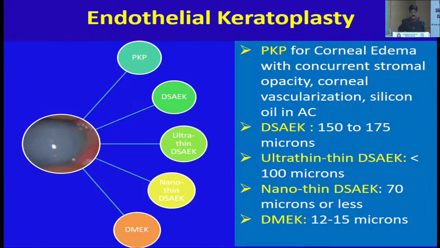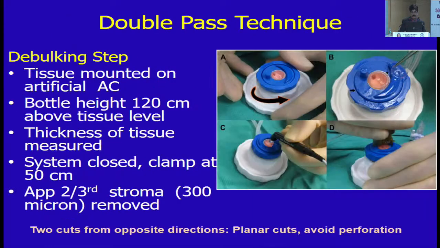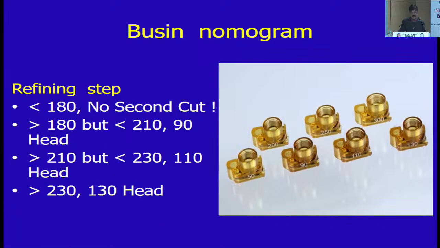We know that the thinner the tissue, the better the visual outcome, and therefore there has always been an effort to decrease the thickness of the donor tissue, and terms like ultra-thin DSEK and now nano-thin DSEK have been introduced. The two major challenges in ultra-thin DSEK are donor tissue preparation and insertion. For donor tissue preparation, we have two techniques. One is the double pass technique. The first step is the debulking step, and the second step is a refining step, which is based on the residual stromal thickness, and then we select the head.